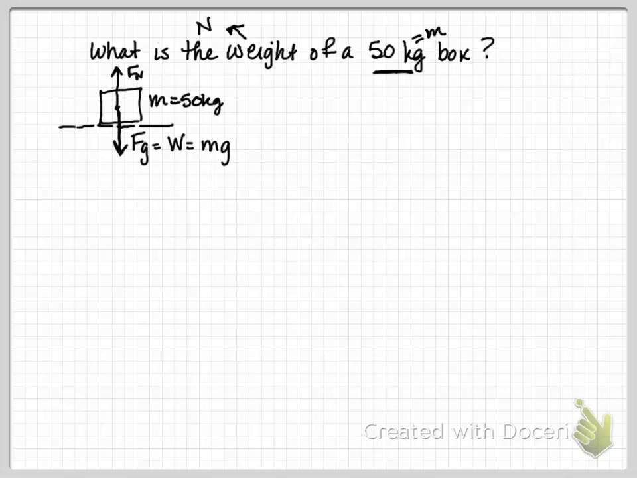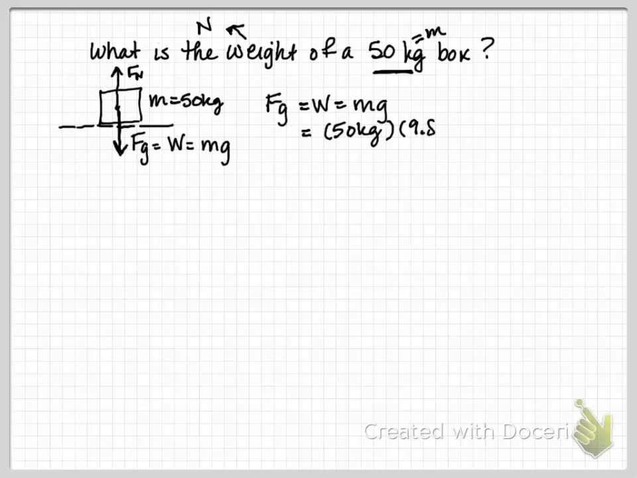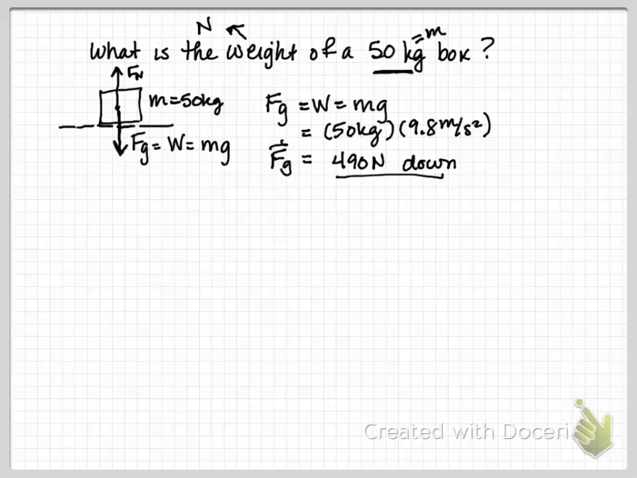So to find the weight, mass times gravity, so it's going to be 50 kilograms times 9.8 meters per second squared. And so the weight is 490 newtons downward.